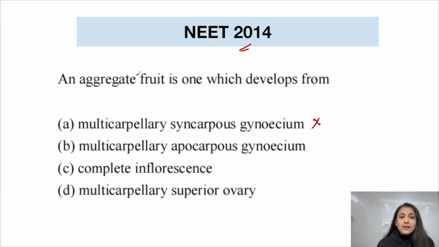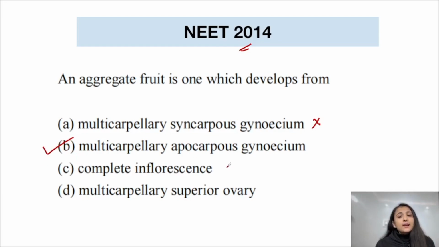Multiple carpels are there, and since multiple carpels are there, multiple ovaries are there, and all of the ovaries are free, and hence the condition is apocarpous. Each of these carpels or ovaries gives rise to a fruitlet, and all of these fruitlets are collectively called the aggregate fruit. These come together in order to make an aggregate fruit. So option B is saying multicarpellary apocarpous gynoecium. So yes, this option is correct.